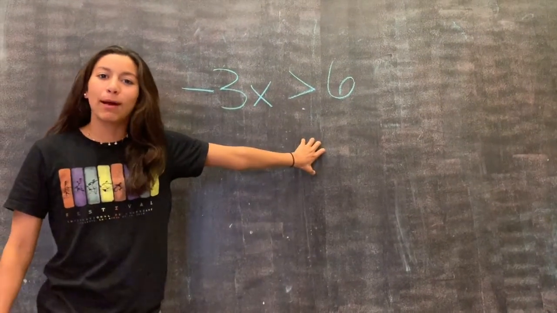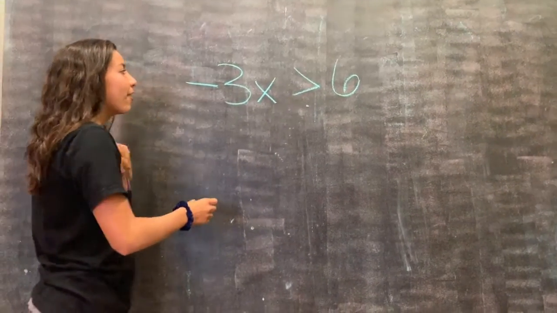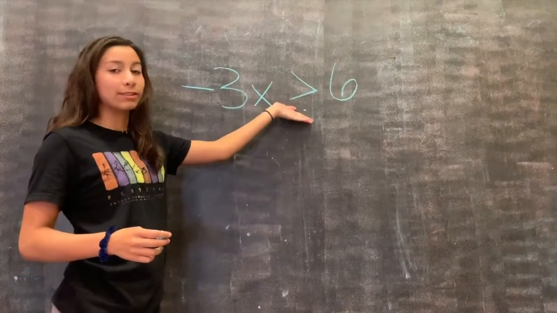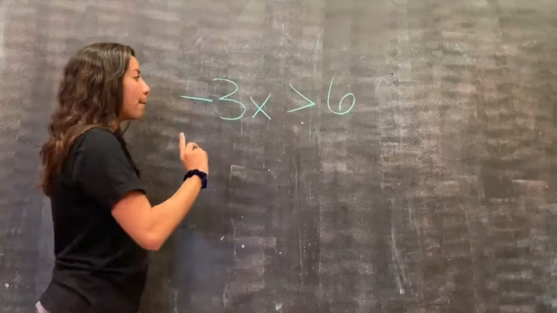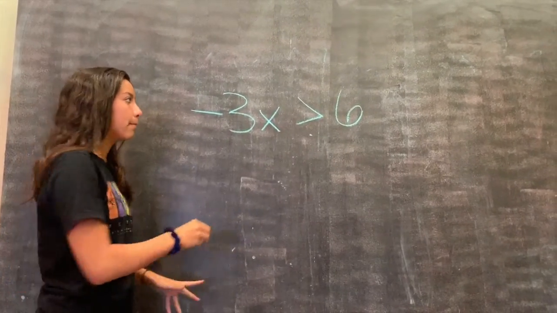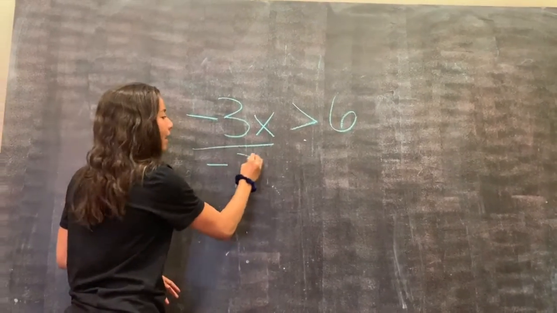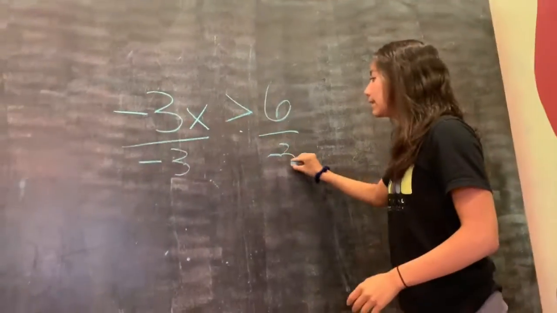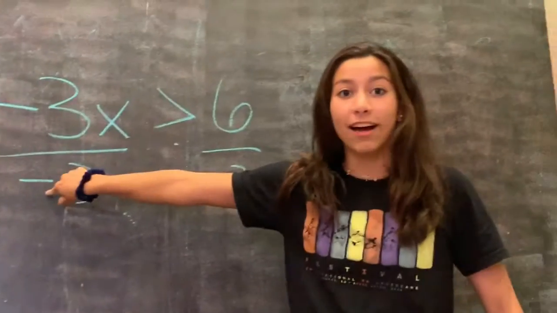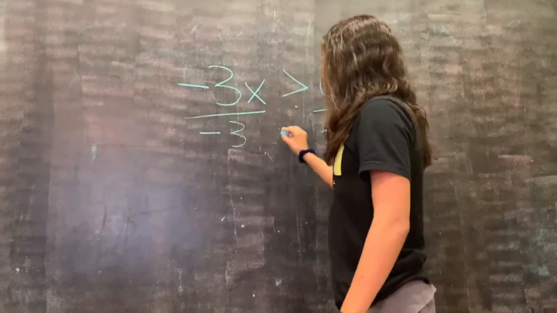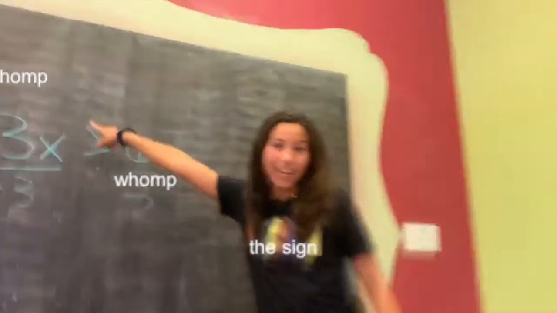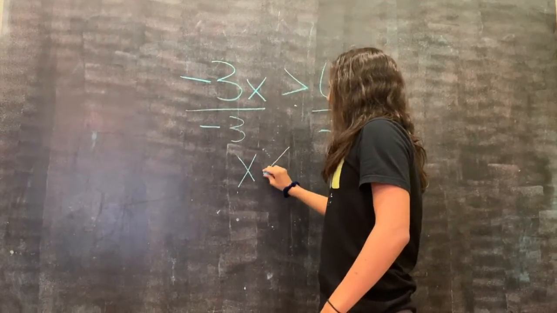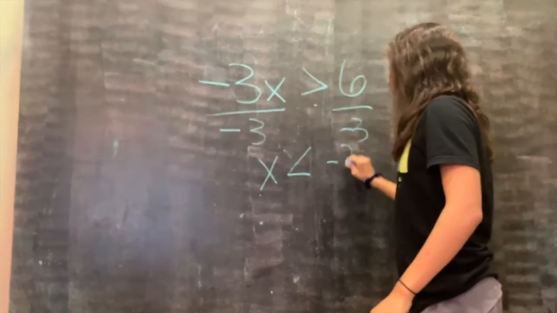Okay, this is a practice problem that we're going to do together. So if you were to solve this, you would need to pretend like this was an equal sign, but it's not. But you pretend like it was for the time being. And you divide this side by -3, and this side by -3. But since it's a negative sign, you would need to flip the sign. Okay, so it would be x is less than -2.